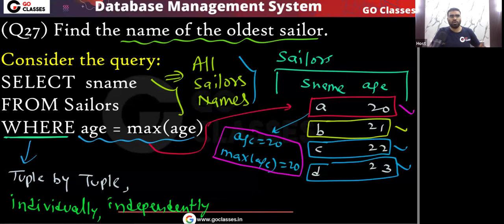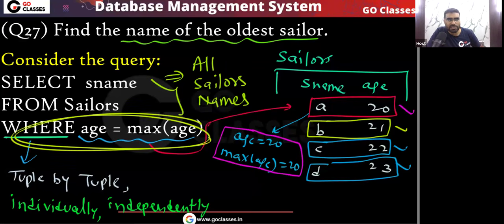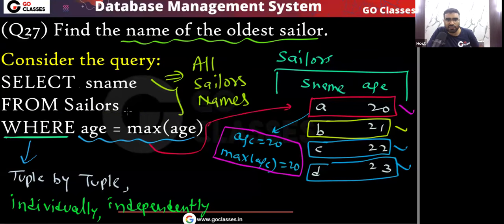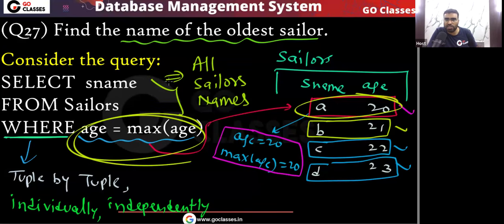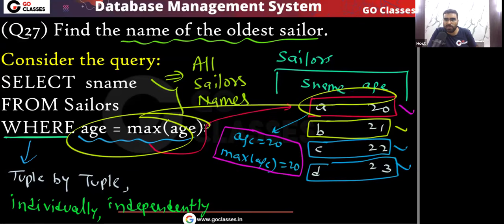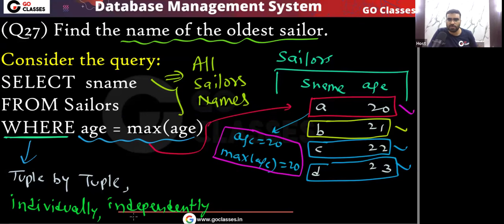Please tell me, understood or not? Because remember, this is a tuple selection condition. This condition will apply to one tuple at a time, individually, independently. So when you apply this condition on this tuple, max age is 20 for this tuple. Is this clear? Let me know.